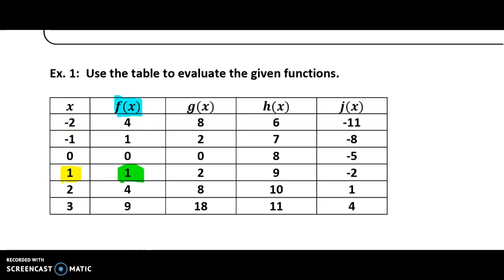If I change my input value, say to 1, again using the f of x function, we see that I have highlighted in green the value of 1. Which is saying that if we plug 1 in the x column into the function f of x, the output would be 1.